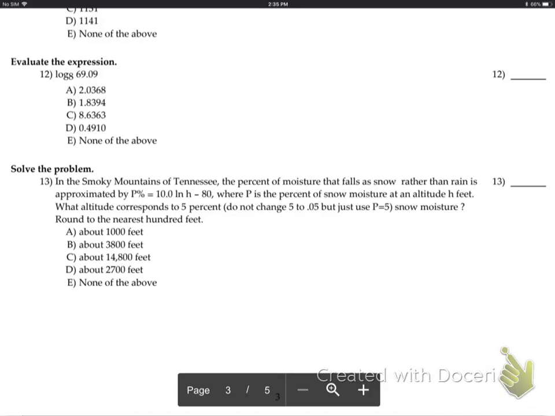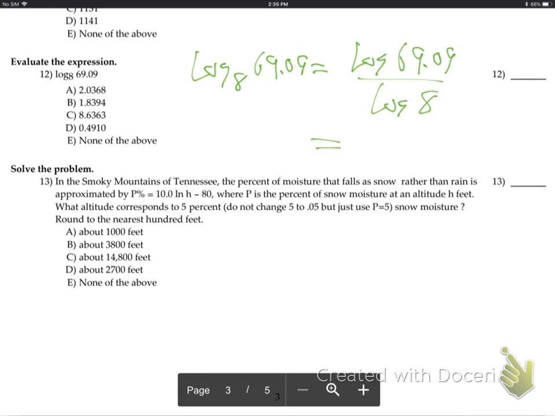Okay, so 12 log base 8, 69.09. You make it 2 logs. The higher one up goes higher, the lower one down goes lower. Make it 2 logs, hit the buttons on your calculator.